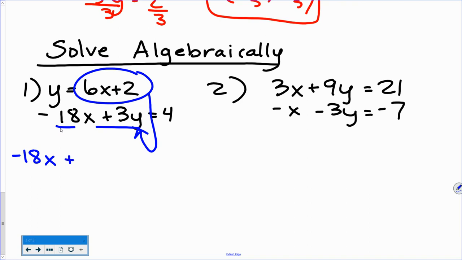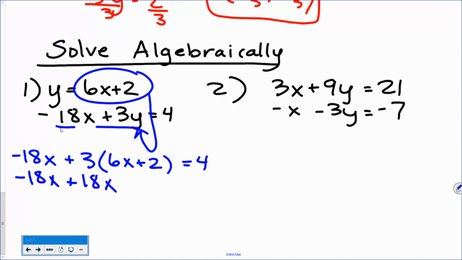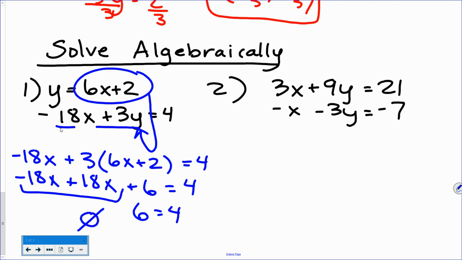So negative 18x plus 3 times, in parentheses, 6x plus 2, and then that has to equal 4. I'll distribute, so negative 18x plus 18x plus 6 equals 4. So this is going to be a unique case here where my x's would cancel out, and I'm left with 6 equals 4. Does 6 equals 4 make sense? No. So this would be a no solution. Okay, so that can happen. There's kind of a similar situation that happens with number 2, but it is not no solution. All right, that would be a common misconception there.